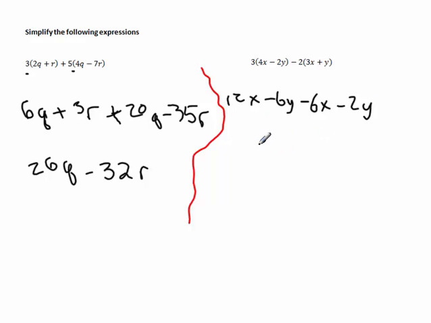And now I could combine any like terms. Well, I have a positive 12x and a negative 6x, which gives me positive 6x. And negative 6y and negative 2y is negative 8y.